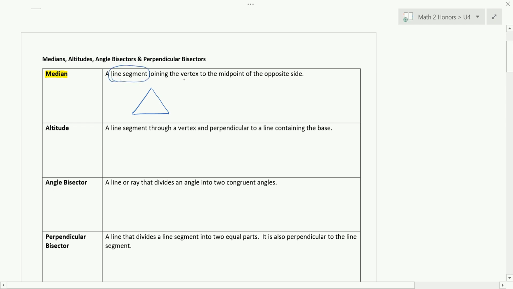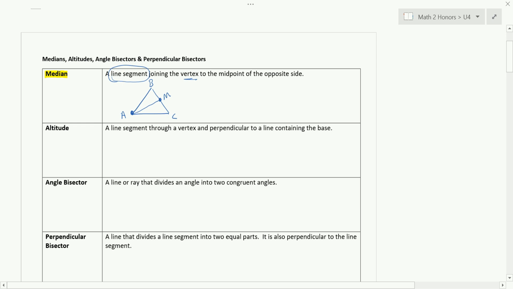connecting a vertex. How many of those do we have? 3. A vertex happens at any of the angles, right? You've got 3 angles, and you have 3 options. So I can pick any one I want. So let's say I pick this vertex here. We'll call it point A, and I need to connect that point to the midpoint of the opposite side. So if this is B and this is C, I find the midpoint of B and C, call that M for midpoint, and I connect A and M, and that's what we call a median.